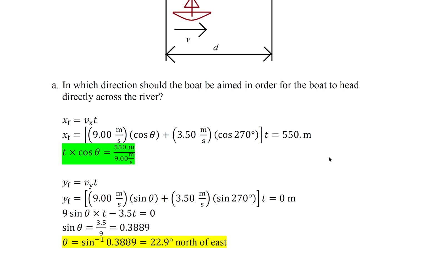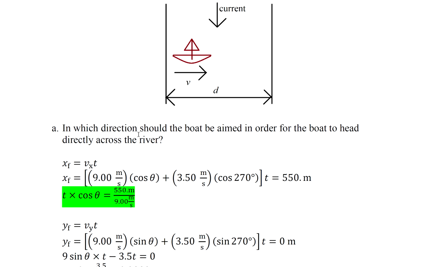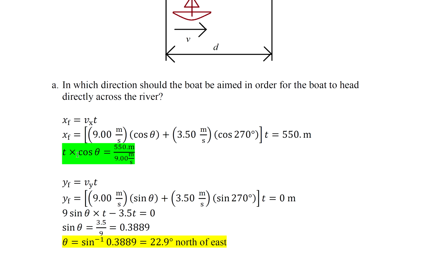So this is what we do. First we have x final equals v sub x t. And now we have this equation in green. It has two variables with one equation.